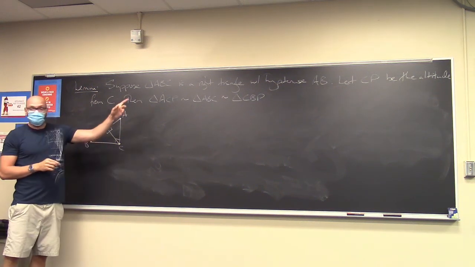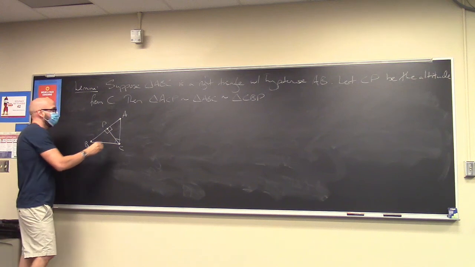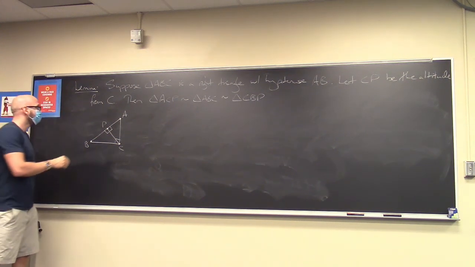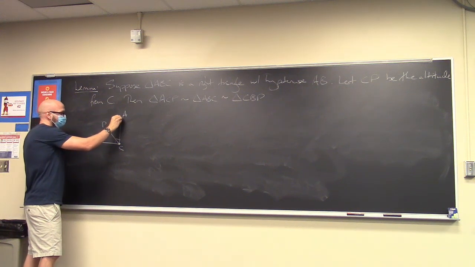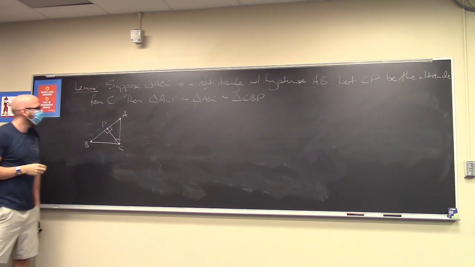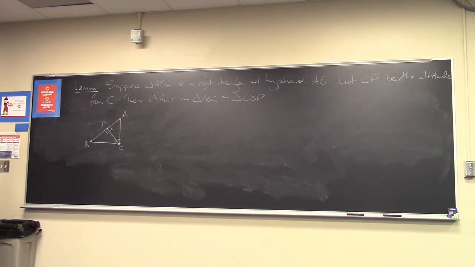And there's really two things that this theorem's claiming: that if I do this, so I cut up this right angle triangle this way, then this triangle ACP is congruent, or not congruent, similar to ABC. Why?